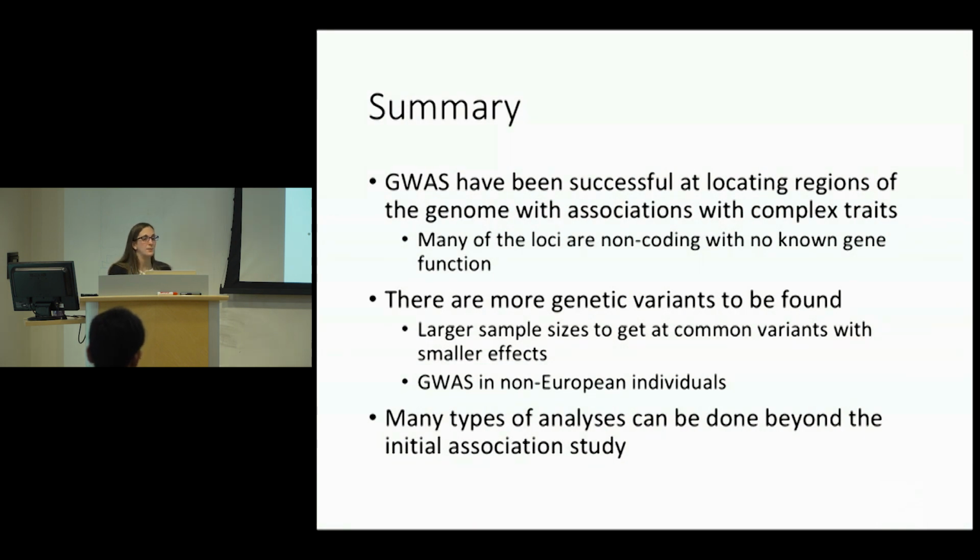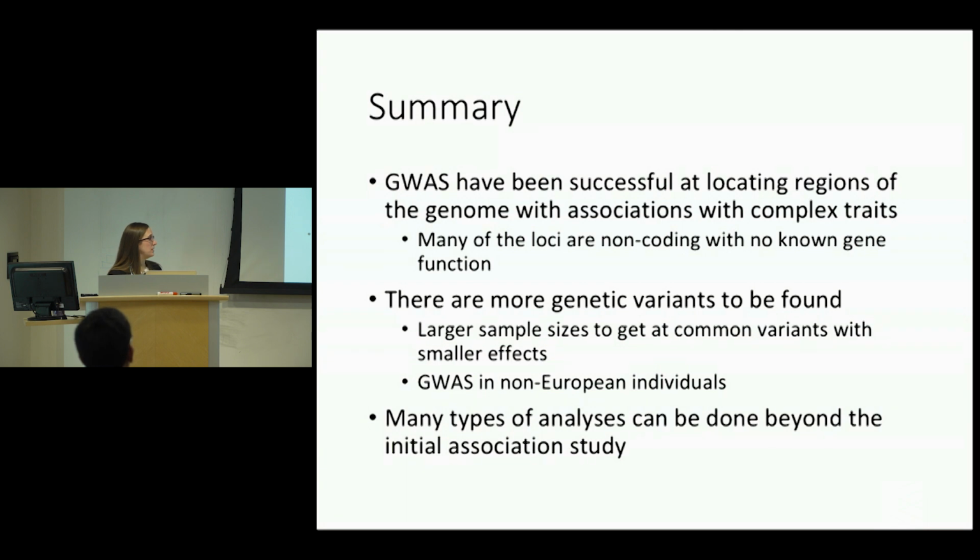So in summary, GWAS have been successful at locating regions of the genome with associations with complex traits. Many of these loci found with GWAS are non-coding and don't have known gene function. There are many more genetic variants to be found. We're finding that as we increase our sample sizes for common variants, we're getting more associated variants, just with smaller effects, but those have been helpful in the downstream analyses that we've been doing.